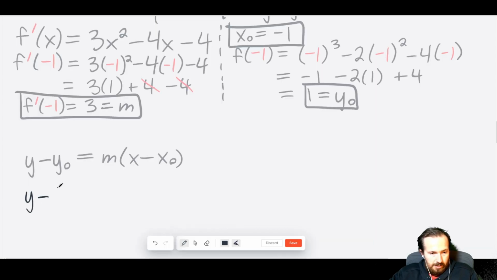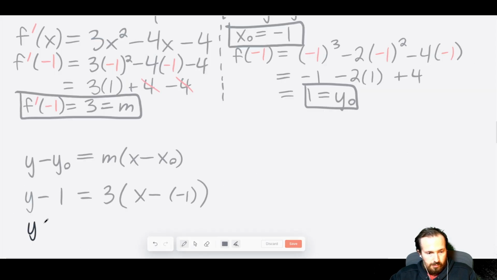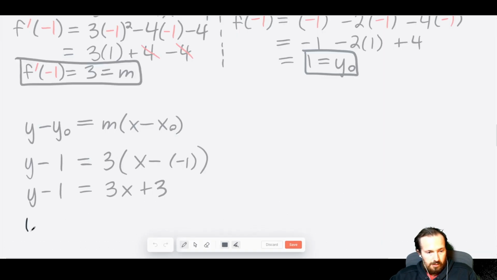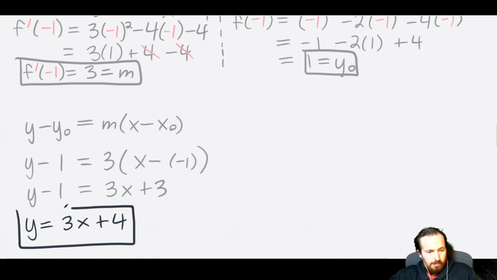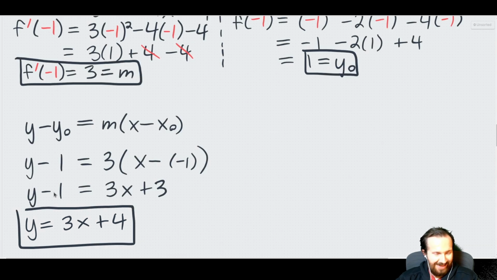We get y minus 1 equals 3 times x minus -1. And if we simplify this down, y minus 1 equals 3 times x plus 1, which will be 3 times x plus 3. And then finally, just by adding 1 to both sides, we get y equals 3x plus 4. So there you go. This must be the equation of the tangent line at x equals -1 to this curve. So that's half the battle. Now, what do we do?